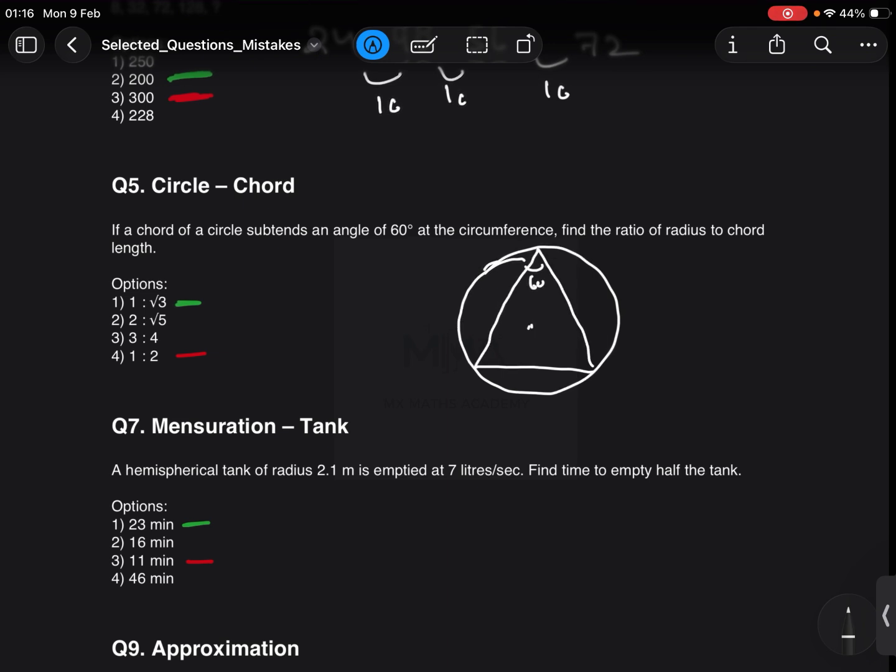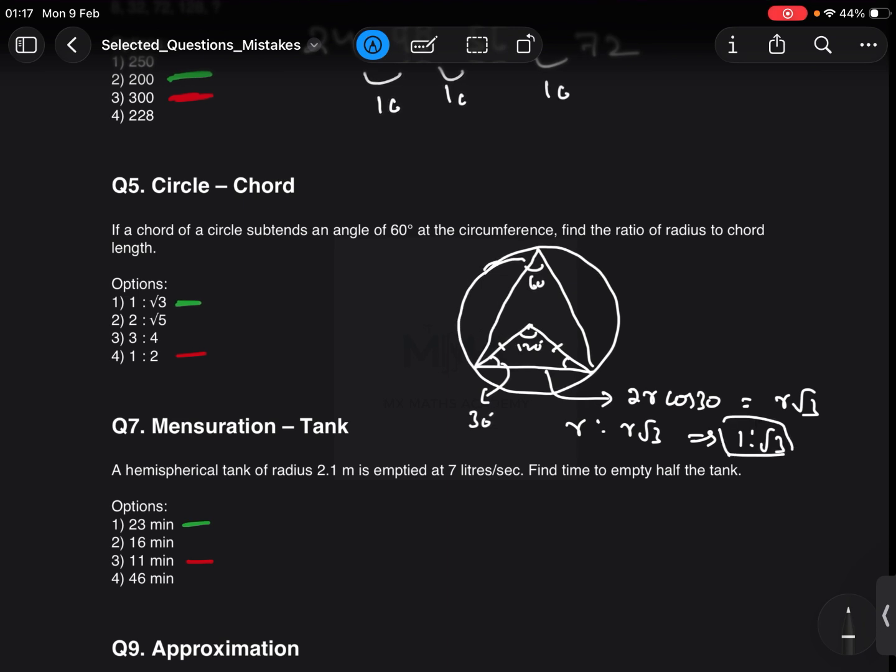So if this is 60 degrees, we know the angle at the center is going to be 120 degrees. And since we know that these are the radius of the circle, both of these angles are going to be equal to 30 degrees. So from this, we know this is going to be 2r cos 30, which is equal to r root 3. We are asked to find out the ratio of the radius to the chord length, which is r is to r root 3, which is 1 is to root 3.